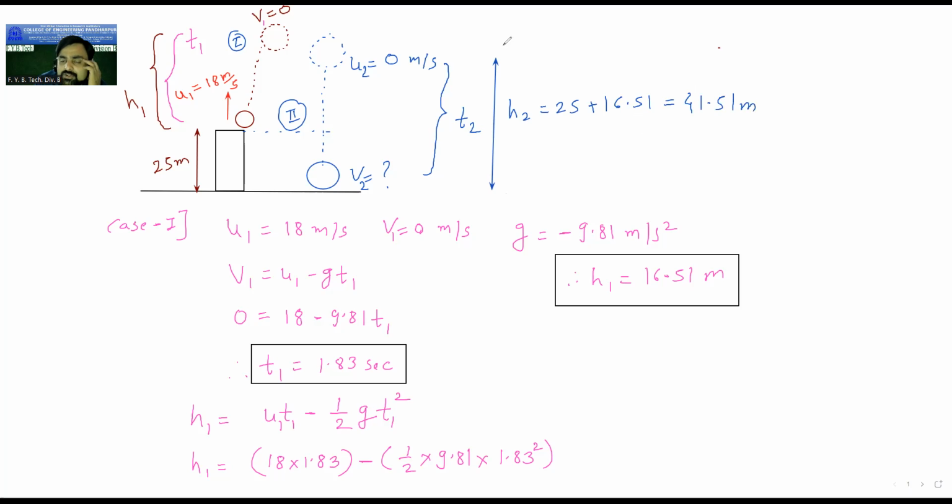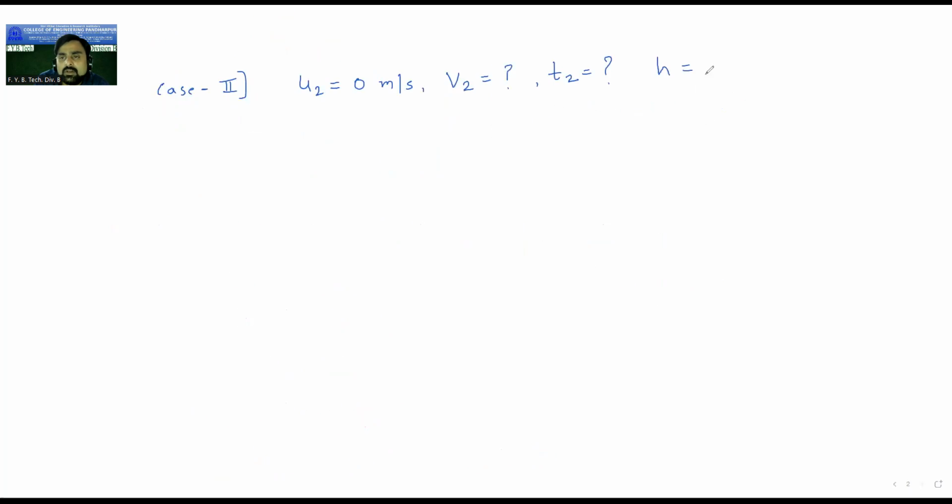41.51 meters. So this is the total height. Okay, म्हणजे ही काय झाली त्याची टोटल हाईट झाली. So I will write here h2, total height, is 41.51 meter. Now I want to calculate the time. So I will use the equation h2 is equal to ut and half gt square. This is the equation.